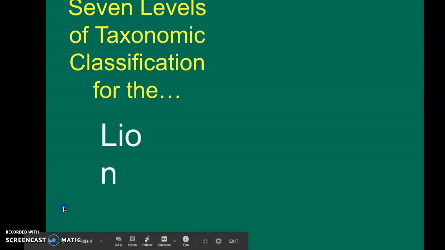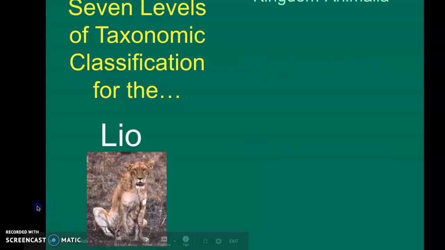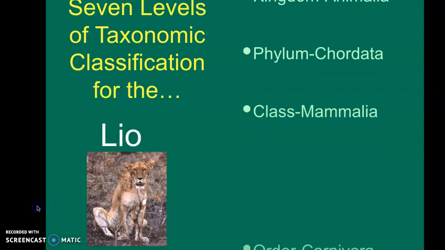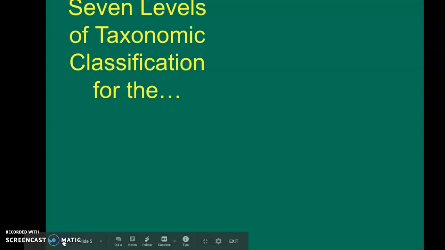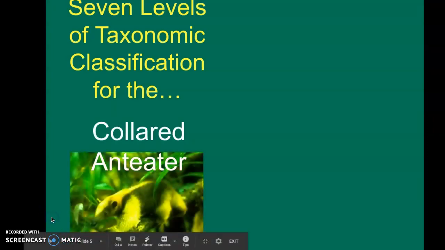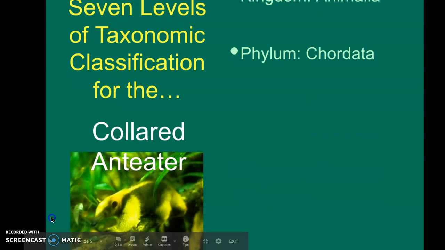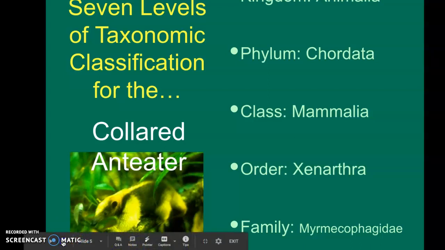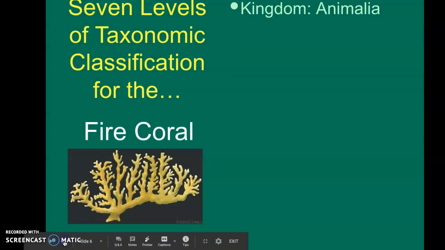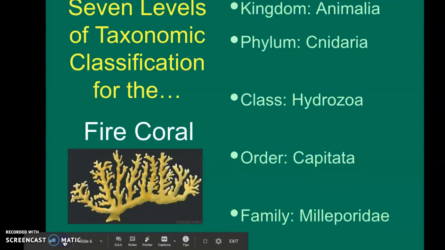So if you're looking at that for a lion, they're Animalia, they're Chordata, they're mammal, but they're carnivore, and Felidae is the cat family. For an anteater, Animalia, Chordata, mammal, Xenarthra, and family, Myrmecophagidae. Some of them are not the easiest to say. Okay, so we get that. We're going to zip through some of these other examples that have been listed.